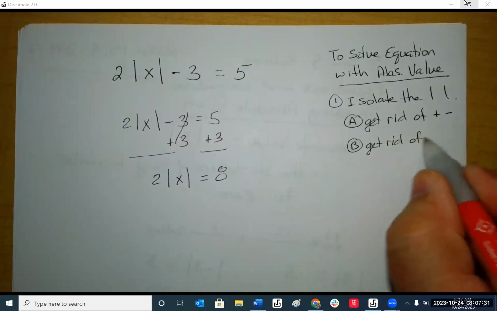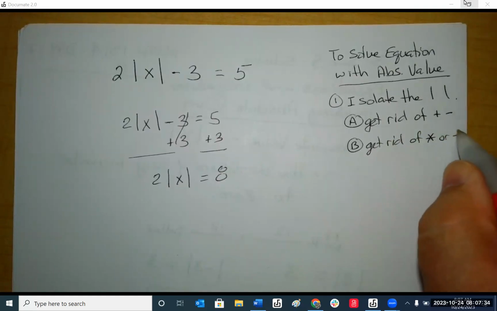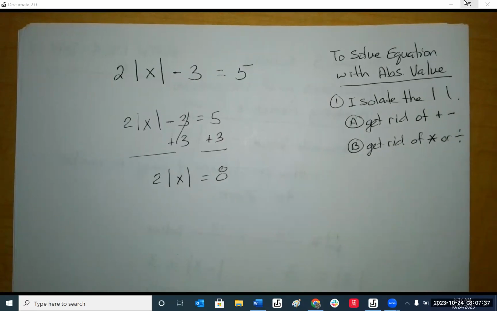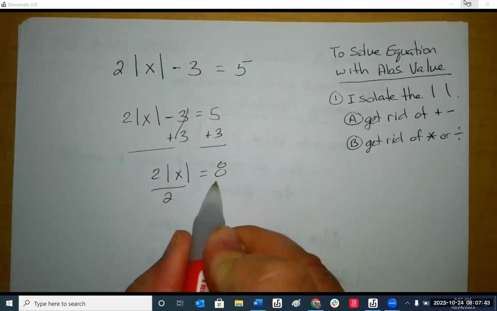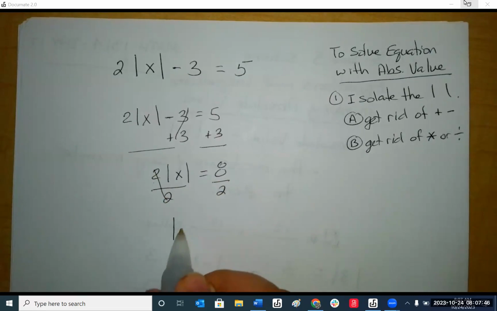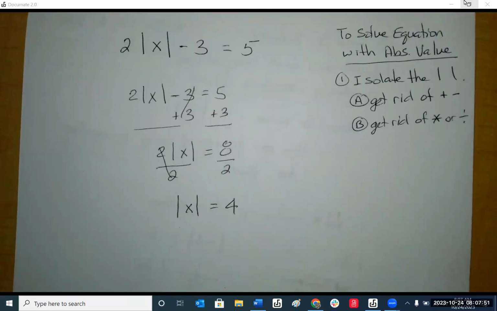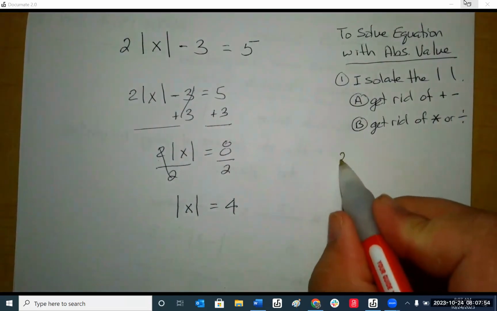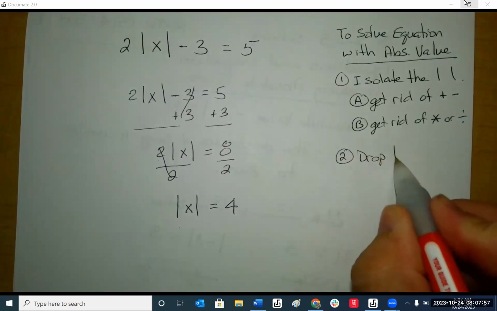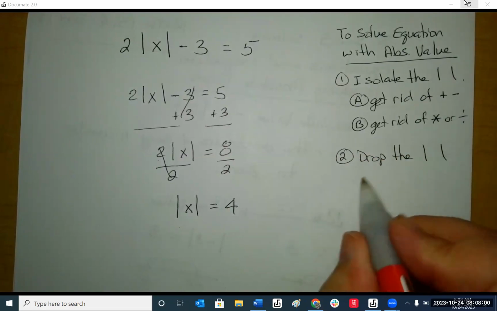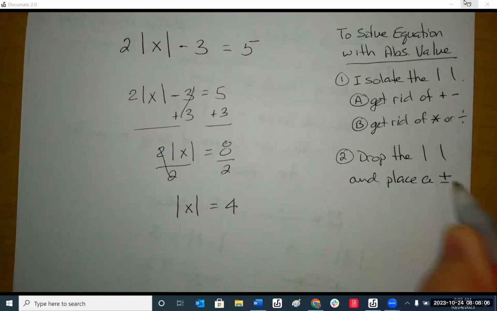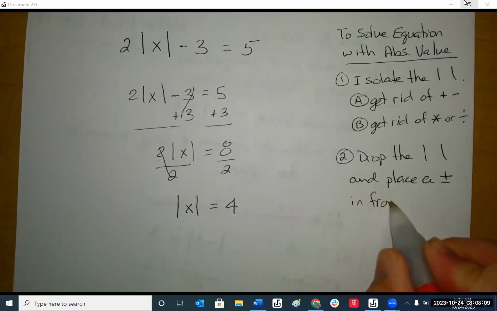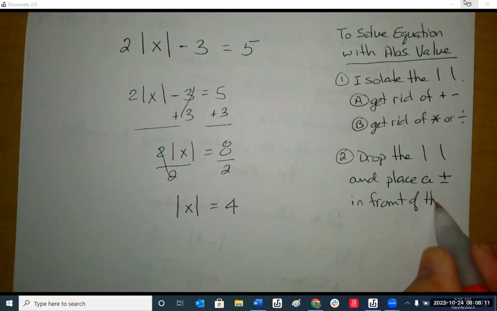Then get rid of anything multiplied or divided to the absolute value. This is 2 times absolute value of x, so since it's multiplied, we divide both sides. Yeah. We isolated the absolute value. Drop the absolute value signs and place a plus or minus in front of the answer.